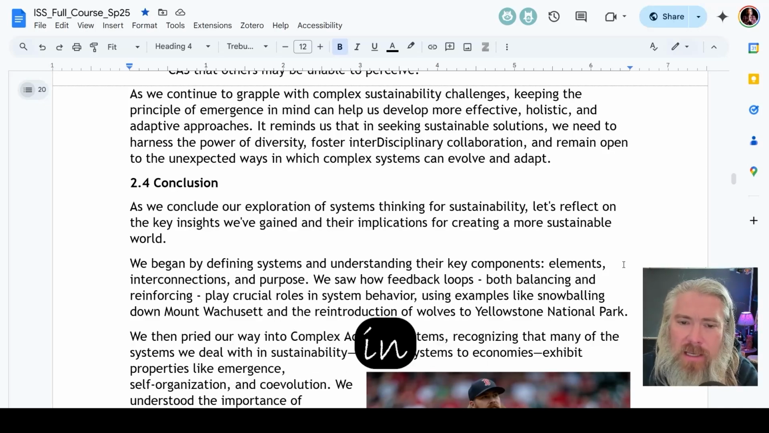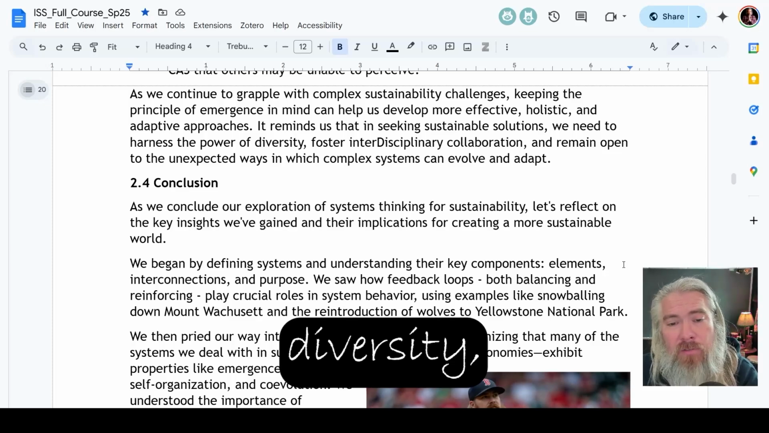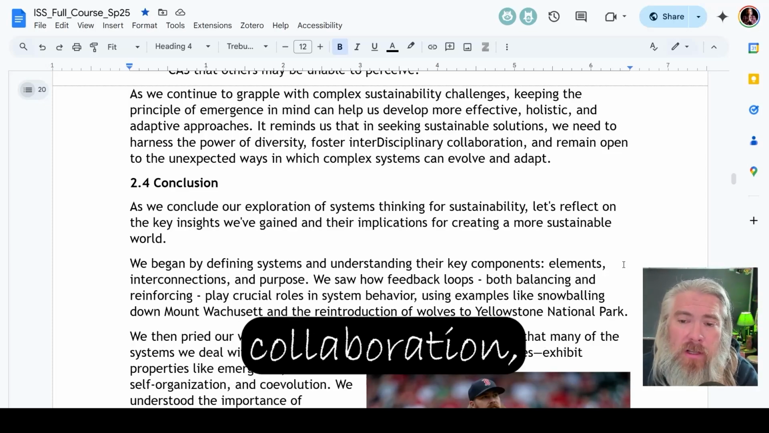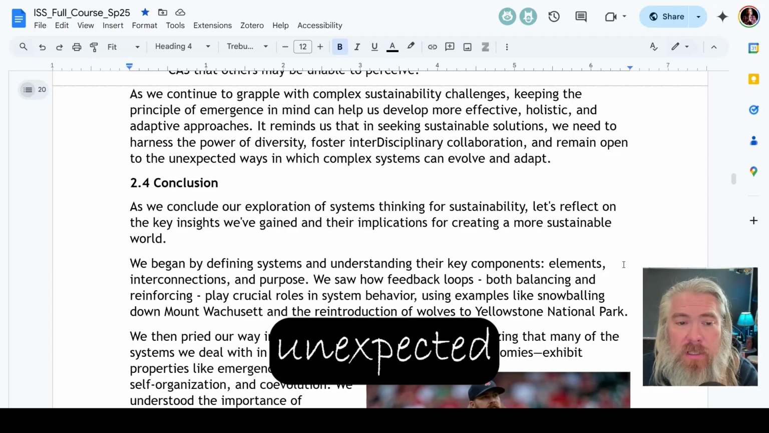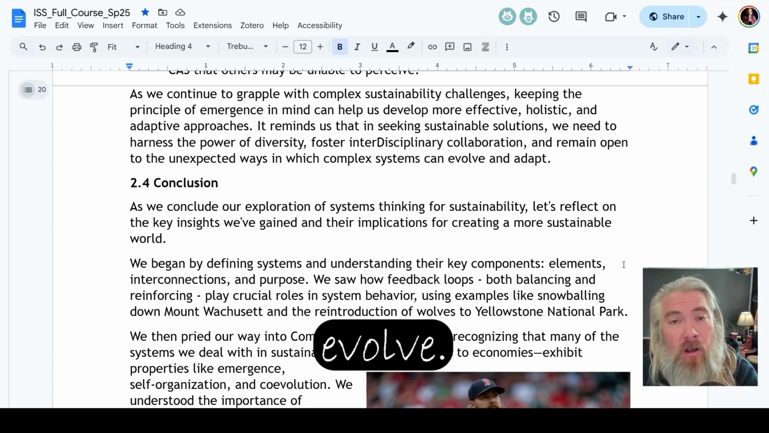It reminds us that in seeking sustainable solutions, we need to harness the power of diversity, foster interdisciplinary collaboration, and remain open to the unexpected ways in which complex systems can adapt and evolve.